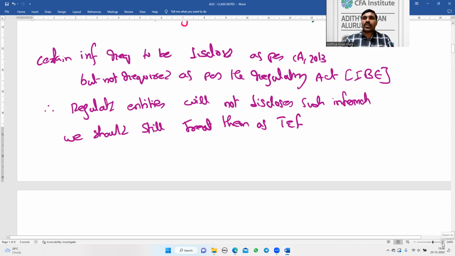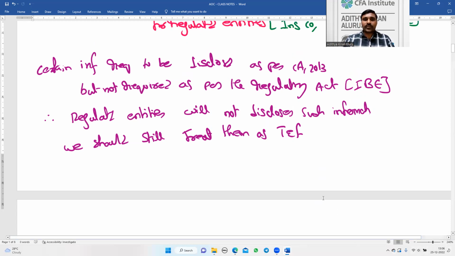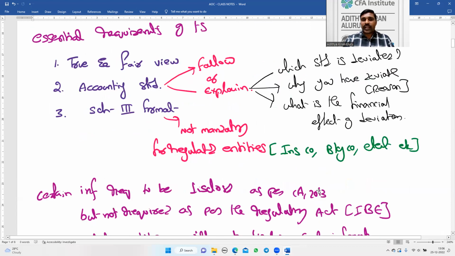Sir, why did they not disclose, sir? Because though it is required under the Companies Act, it is not required as per their own act. Therefore, they did not disclose it. Accordingly, we should not reject them. We have to treat them as disclosing the true and fair view only. Okay. So this is the Schedule 3 format for regulated entities.